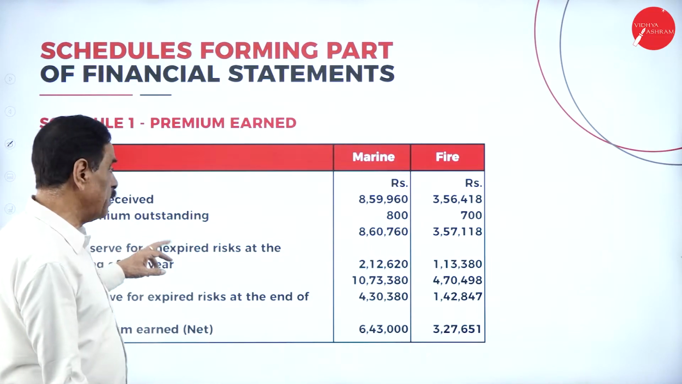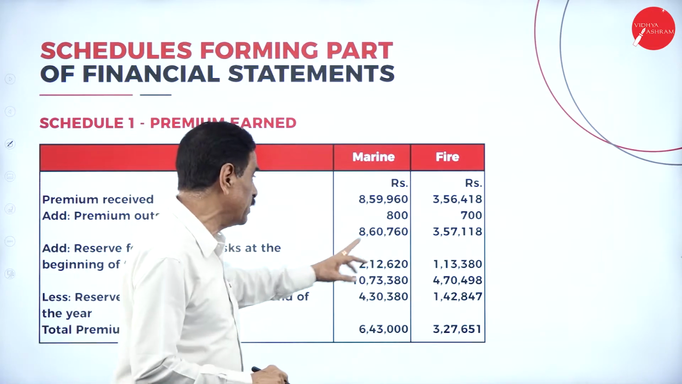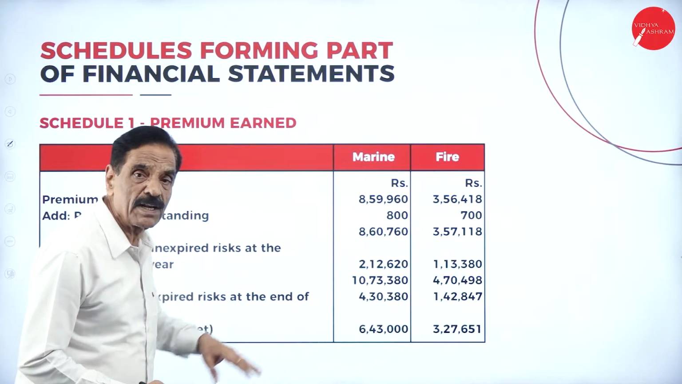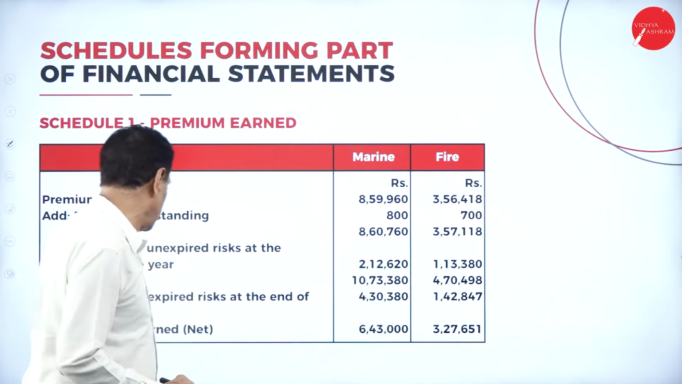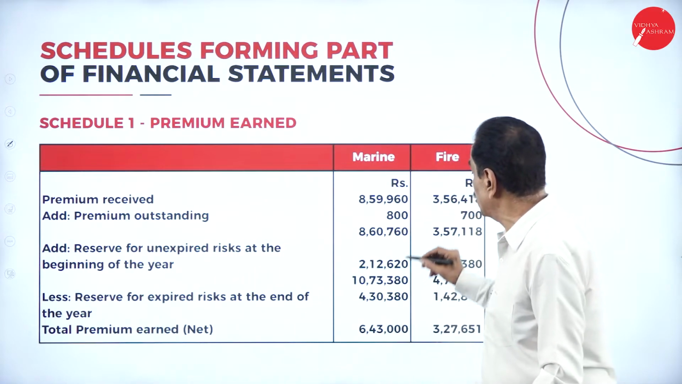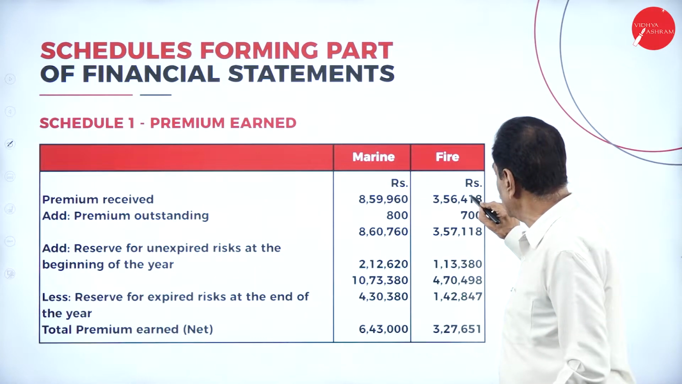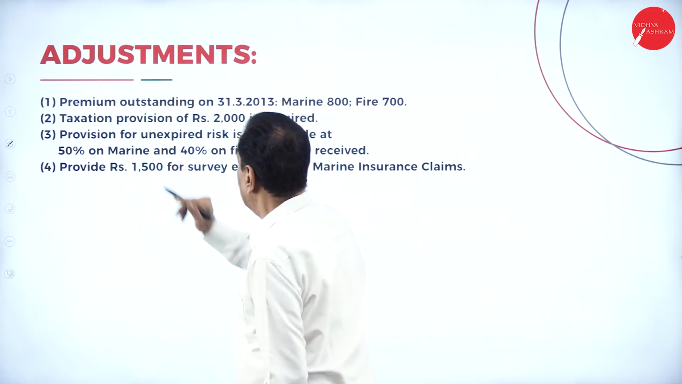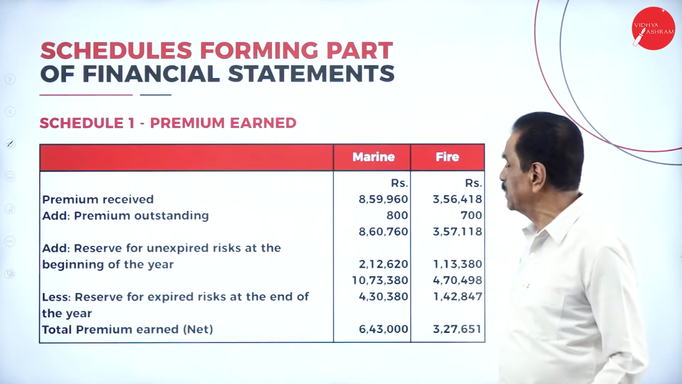We'll move on. Whatever the premium received is 8,59,960. Add premium outstanding, that is from the adjustment, that should be added. Add reserve for unexpired risk at the beginning of the year. Add reserve for unexpired risk at the end of the year, 50% for marine and 40% for fire, as you can see in the adjustment.